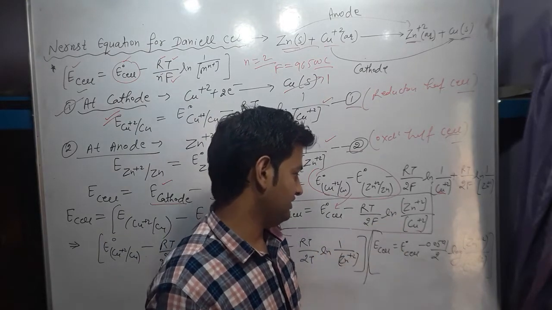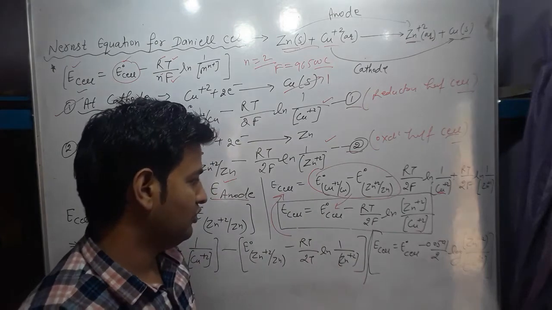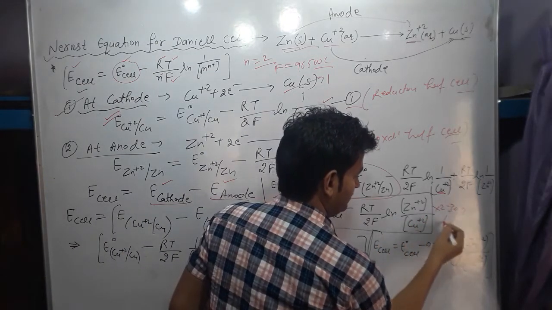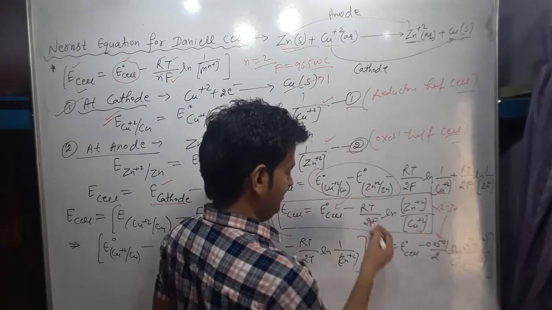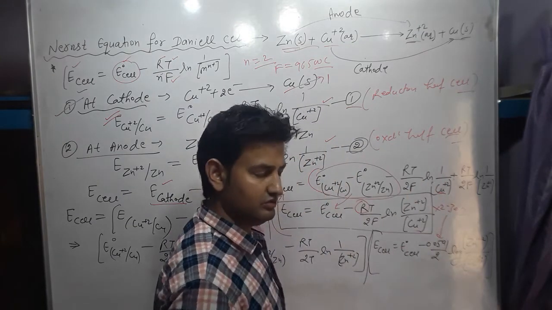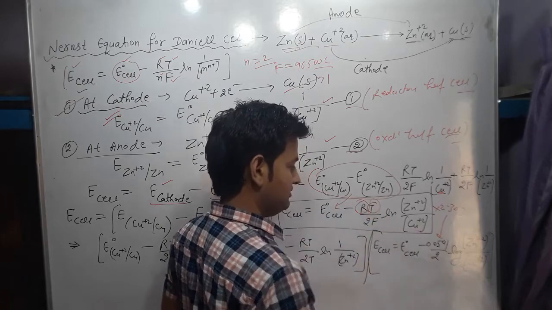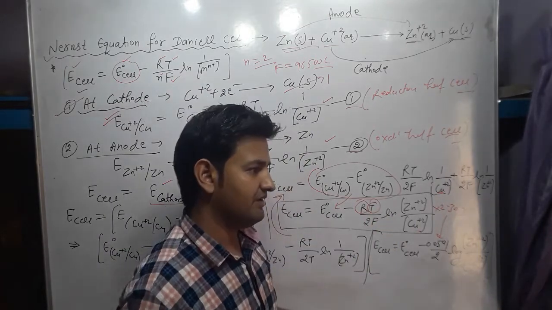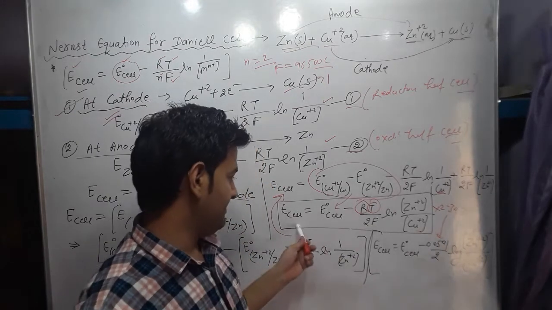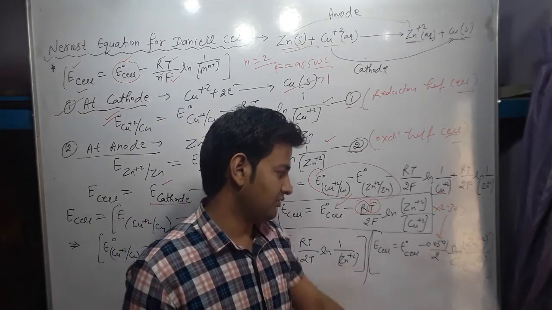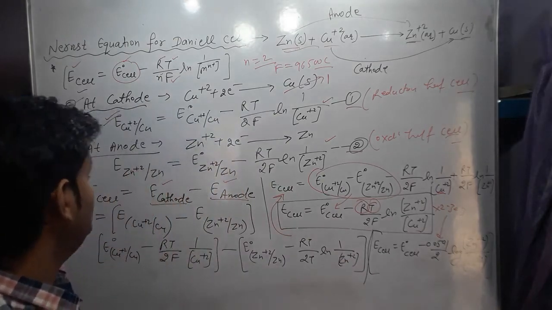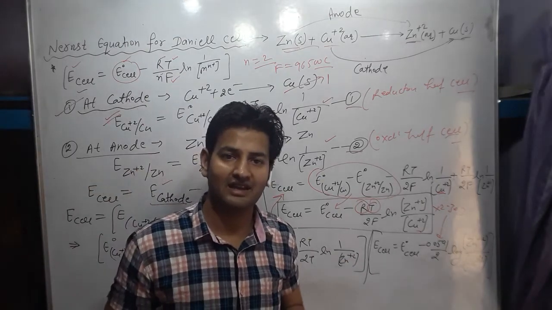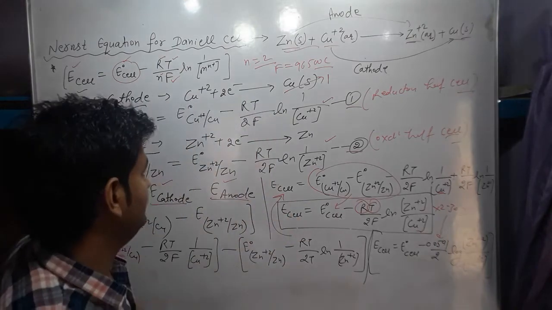Ln is the natural logarithm. It can be converted into log 10 by multiplying by 2.303. And putting the value of R as 8.314 joule per mole Kelvin, temperature 298 Kelvin, and the Faraday constant value 96500, the EMF of the cell for the Daniell cell comes out like this. So we can write the Nernst equation for any electrochemical cell by using this relation.